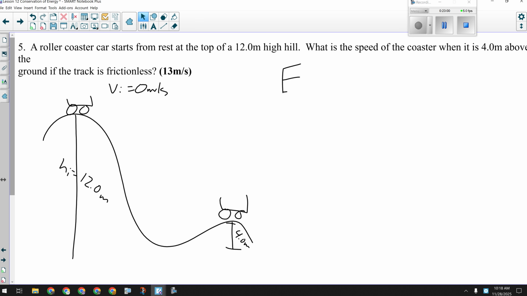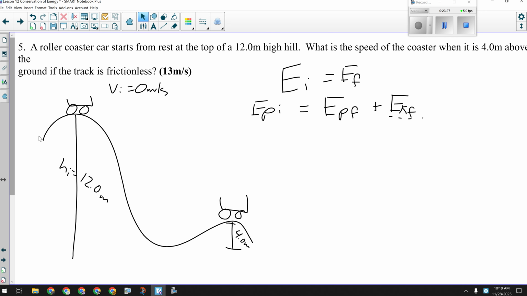Okay, so Ei equals Ef. We have potential energy initial. Do we have any kinetic energy initial? No, so not going to bother putting that in. But we do have potential energy final because it's still 4 meters, and they're asking us for the speed. Pretty sure it's going to have kinetic energy final. I need to find the speed, which is part of that term. So I'm going to move final potential over to the other side by subtracting it, just so that I can isolate the term that what I'm looking for is in.